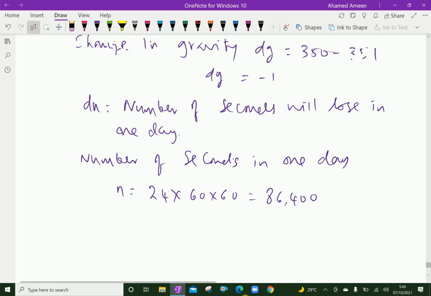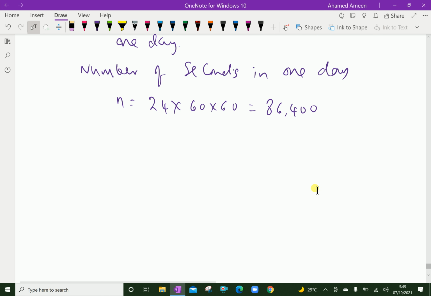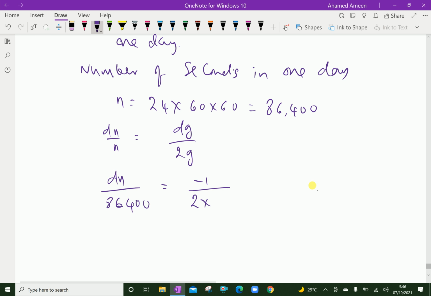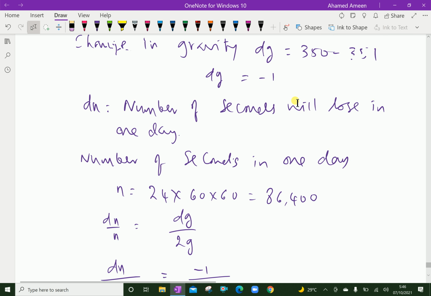Now we know that for a simple pendulum, dn by n is equal to dg by 2g. Then dn over 86,400 equals dg, which is -1, over 2 into 351.